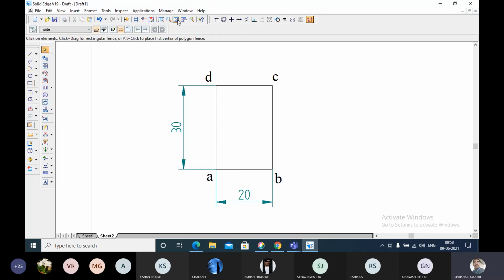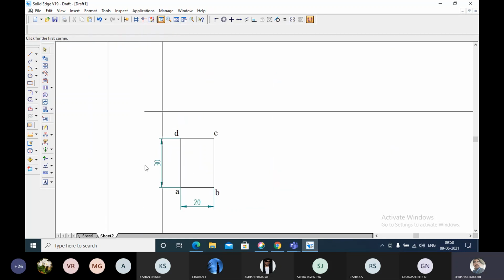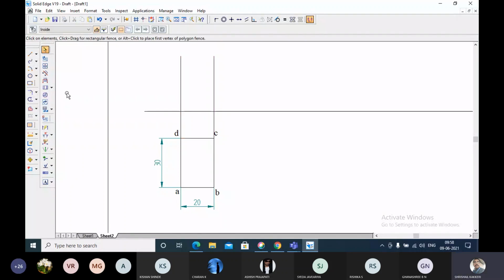Now let me project these lines. I'm going to project them. Okay, project them. Projected this, and copy this line and keep here, at the end of this one. And now you can trim these extra lines.